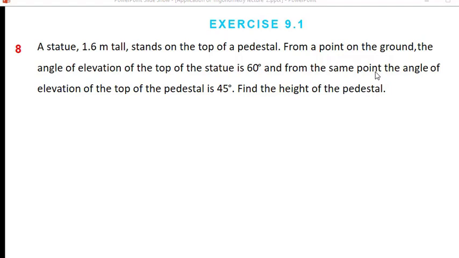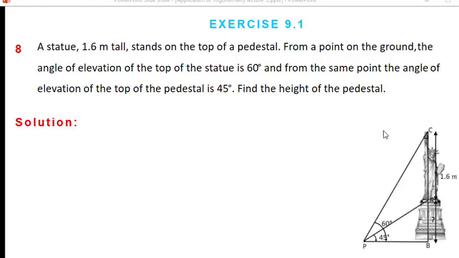Read the question first. A statue 1.6 meter tall stands on the top of a pedestal. From a point on the ground, the angle of elevation of the top of the statue is 60 degree, and from the same point the angle of elevation of the top of the pedestal is 45 degree. Find the height of the pedestal. So there is a pedestal, some kind of a stand, and on that there is a statue 1.6 meter tall. Here you have to first draw the diagram and then you can find the height of the pedestal.